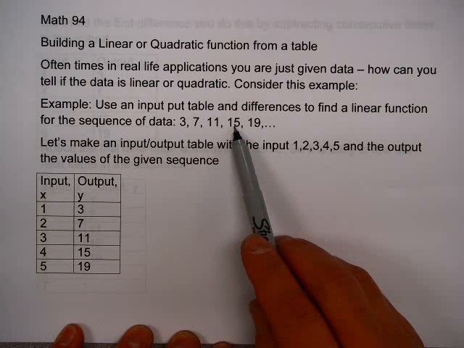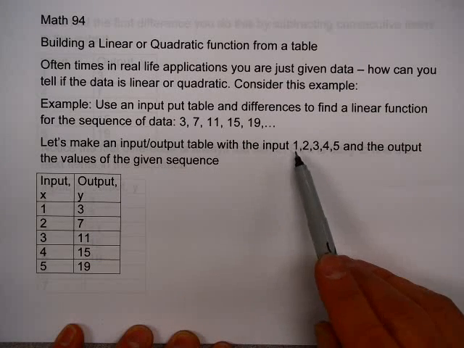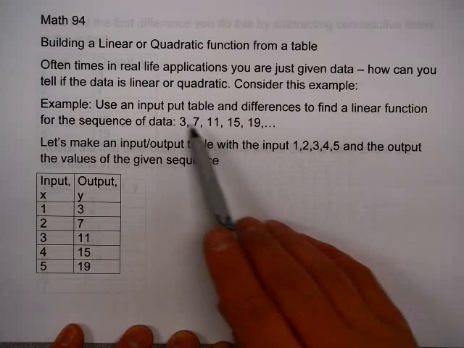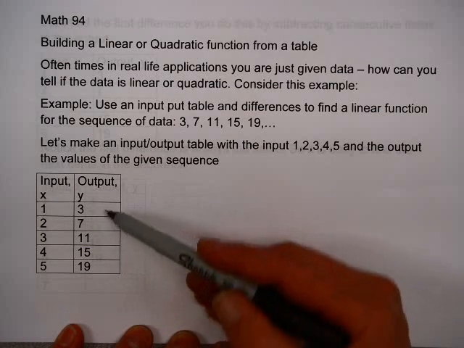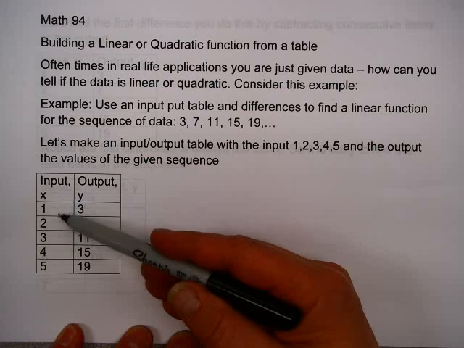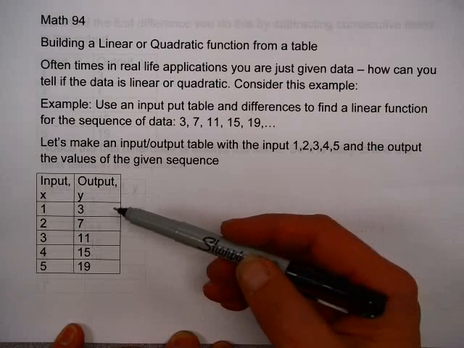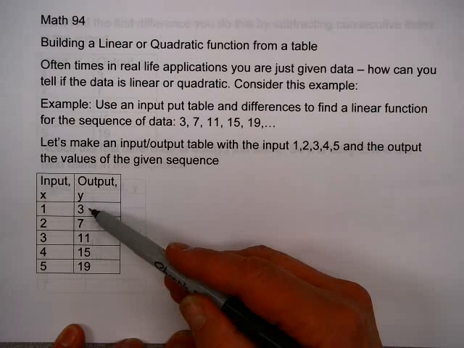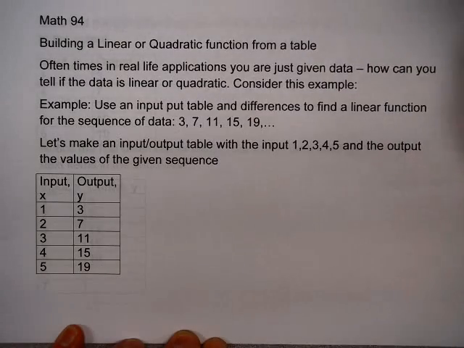3, 7, 11, 15, 19. Let's make an input-output table. Let's make the inputs 1, 2, 3, 4, 5 because we have 5 data points, and the output's the value of the sequence. So you should have an input table where the input x here is 1, 2, 3, 4, 5, and the output y is 3, 7, 11, 15, and 19. Okay? So that's what you should do first.